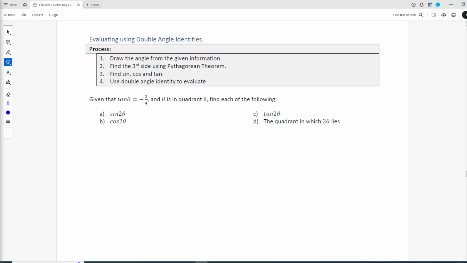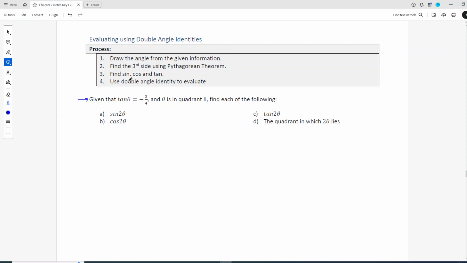The last thing that we're going to do in lesson 3 is very similar to what we just did, except instead of using sum and difference identities, we're going to use double angle identities. So it'll say something like, given that tan theta equals -3/4 and theta is in quadrant 2, find each of the following: sine 2 theta, cos 2 theta, tan 2 theta, and then determine which quadrant 2 theta lies in.